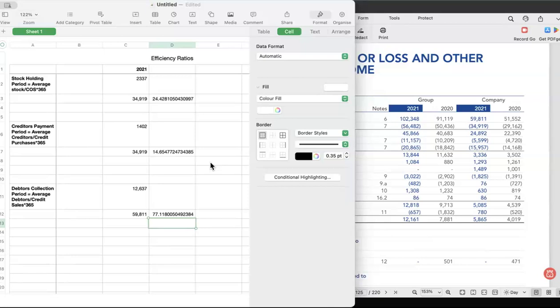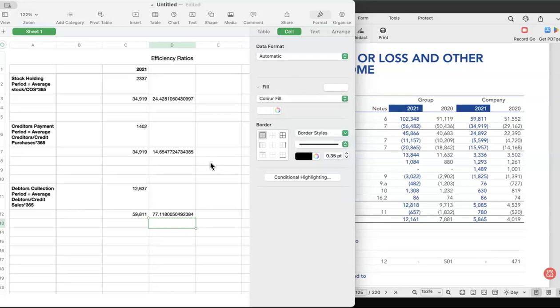But you can see the debtor collection period of this company is 77 days. It's too much. It will be very difficult for the company to manage their working capital when the payment gets delayed by 77 days. So what can the company do? The company can provide discounts for early payments. So you can say, okay, we'll be providing a 10% discount if you're able to pay before the 15th of May.